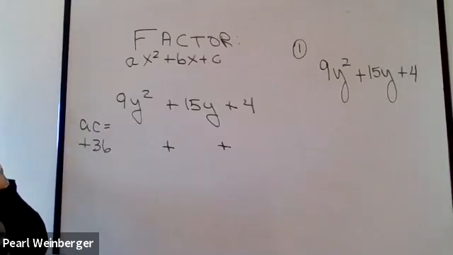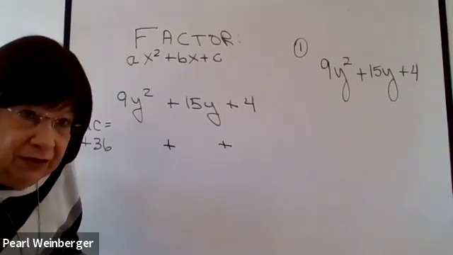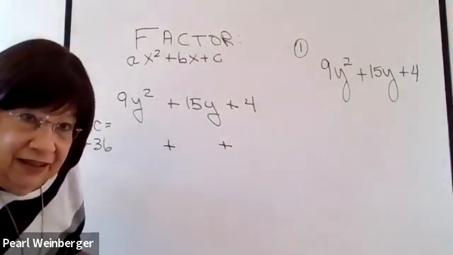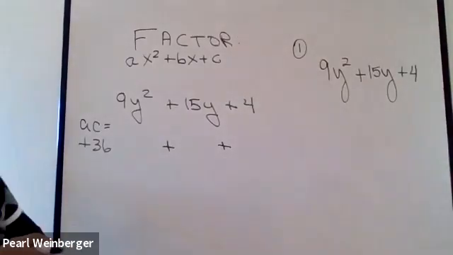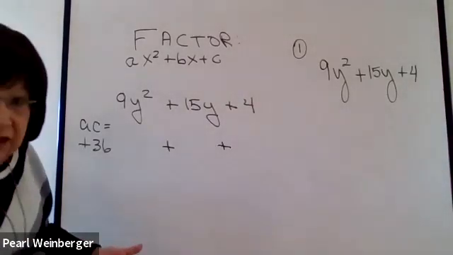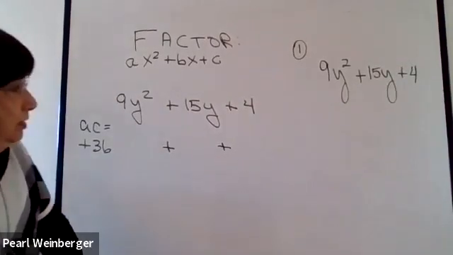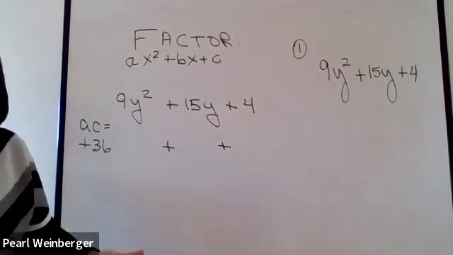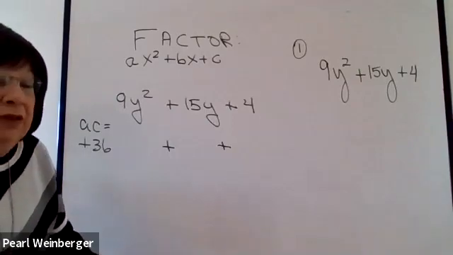Oh, 12 and 3. 12 and 3. Is that you, Corey, that I'm hearing? Yeah, I did 3 and 12. 3 and 12. Right. Because 3 times 12 is 36, and 3 plus 12 is 15.